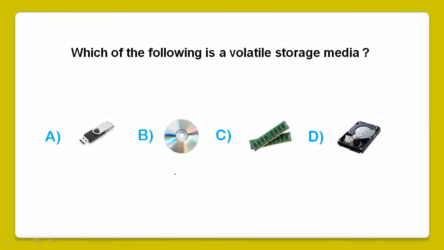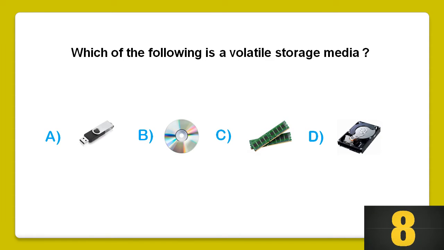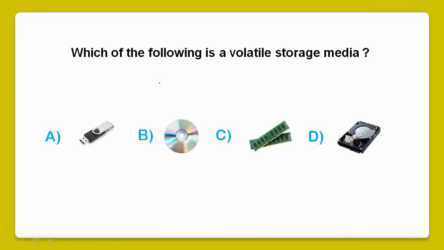Which of the following is a volatile storage media? I am giving you 10 seconds to answer this question. Okay, so I want to explain that there are two types of memory: primary memory and secondary memory. Remember that secondary memory is not volatile at all.